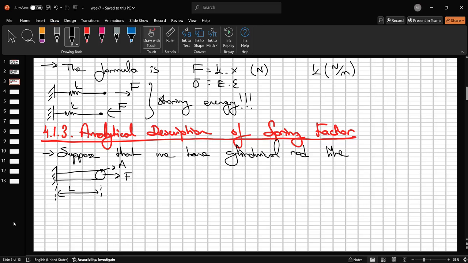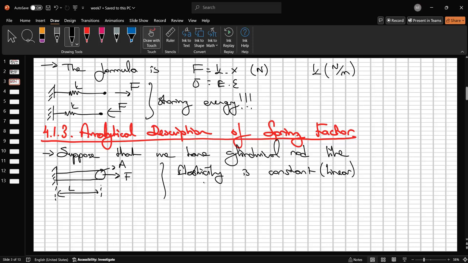But we must say that the elasticity value is constant because we have the linear deformation in here. Otherwise we have a plastic deformation. This body cannot return to the original position. Okay?